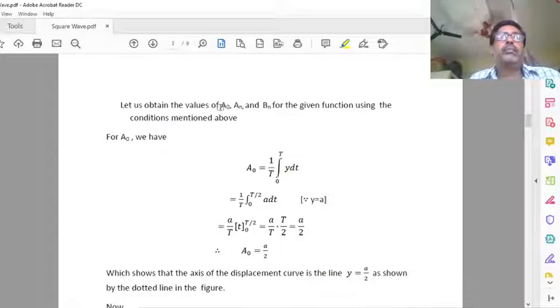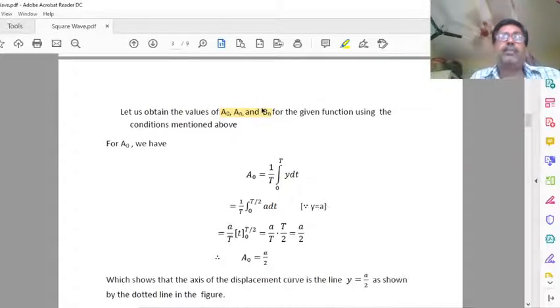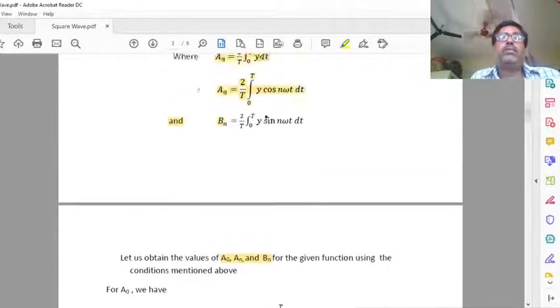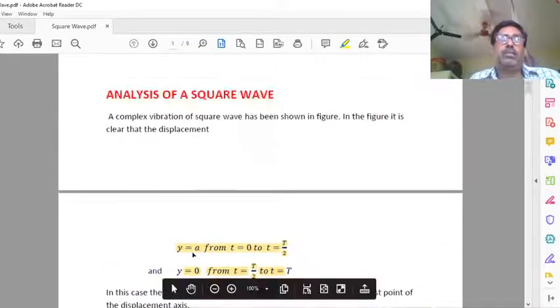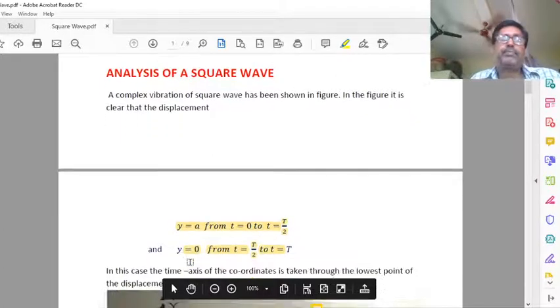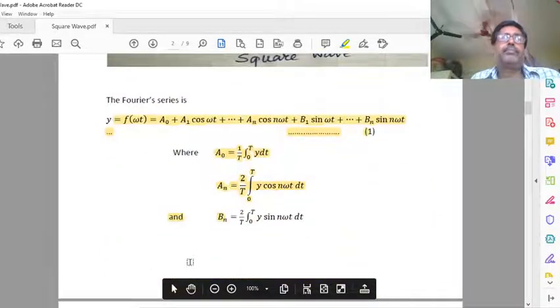Let us obtain the values of A0, AN and Bn. Mind it, whenever we try to get the values of A0, AN and Bn, we will always use this condition, this one.